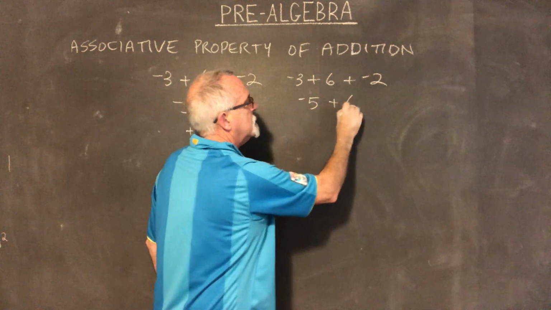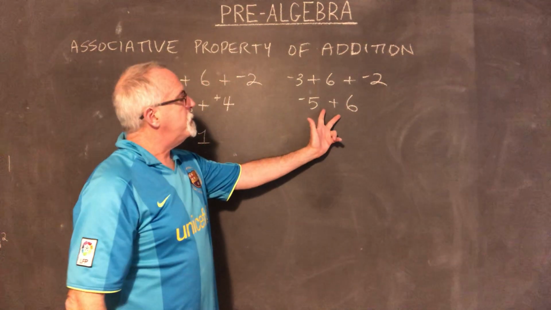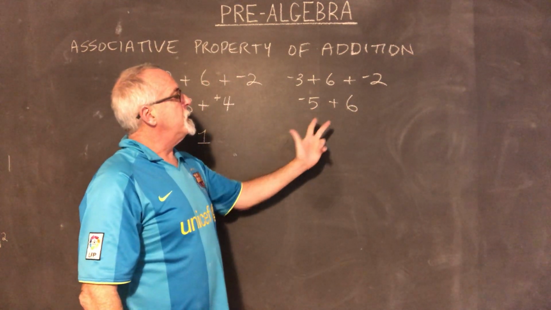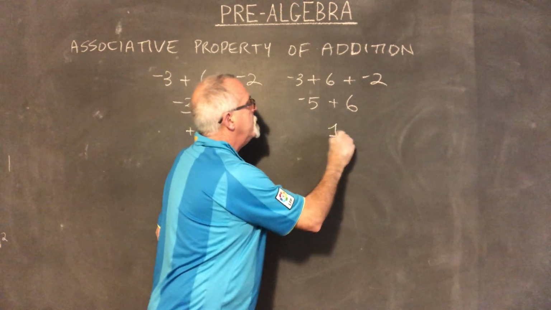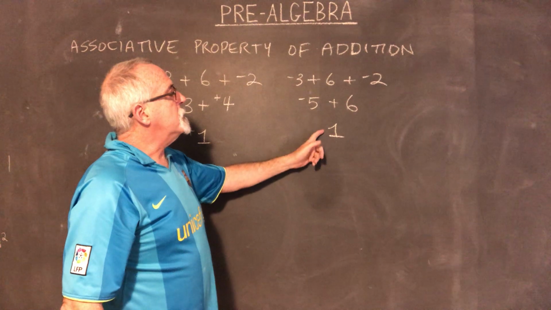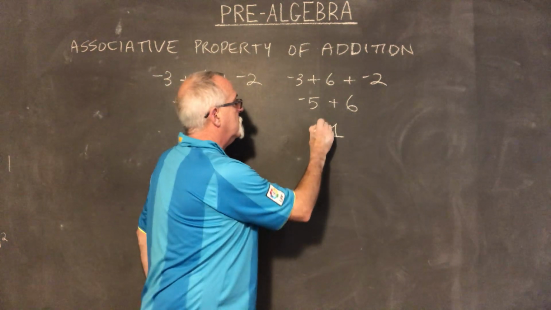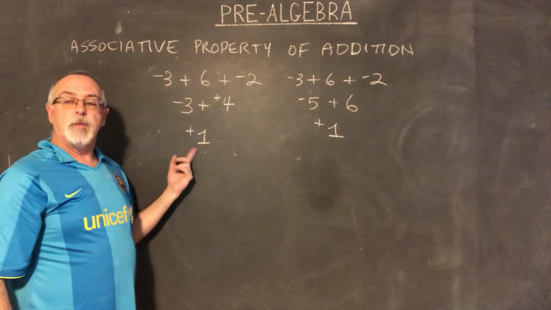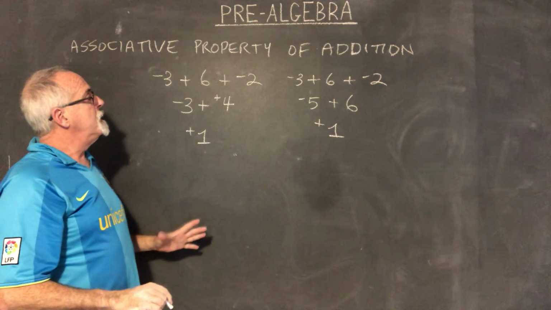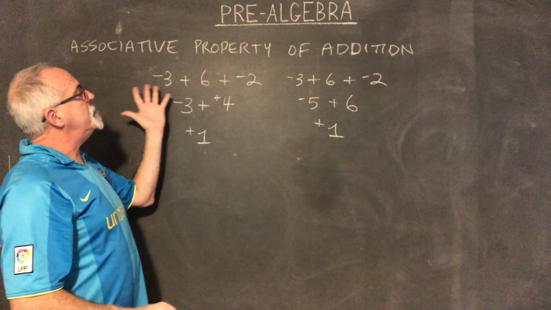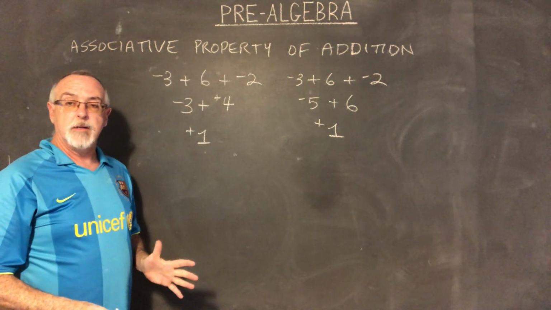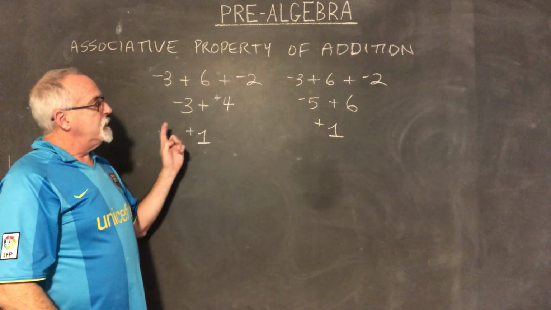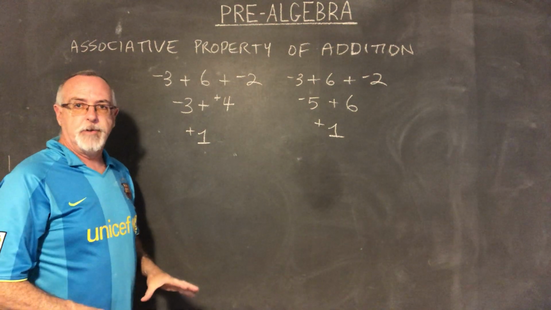But I still have this plus 6. And now I'm doing that other rule. A negative and a positive, when I'm adding them, I subtract instead. 6 minus 5 is 1. And I give the answer the sign of the larger number, which was the 6, so it's positive 1. Same answer. It does work. With a sprinkling combination of negatives and positives, the associative property still works. Worth practicing. 2 examples, not enough.